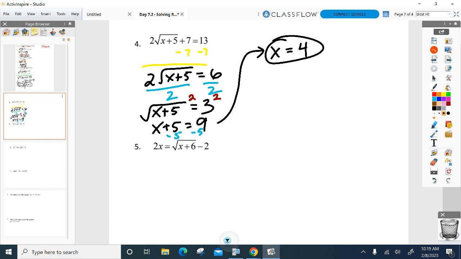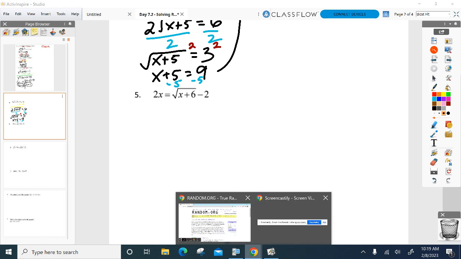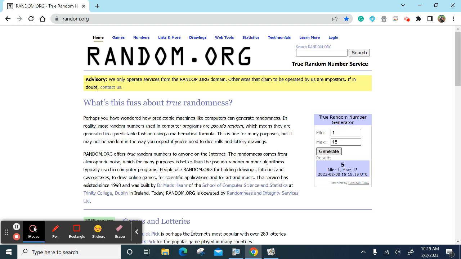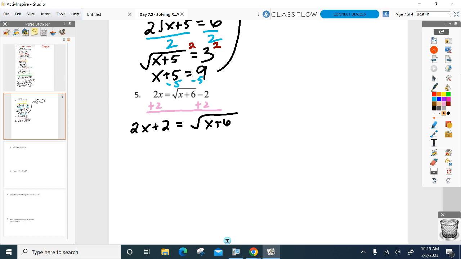All right, you better buckle up here. This one's going to take us a while. I'm just forewarning everyone, this next one's going to be a little bit. All right, is that radical by itself? Can I square it right now, or do I need to move something over, or can I square it? Yep, everyone add 2 over. Can't combine it on the left side, right? So 2x plus 2 equals the square root of x plus 6 underneath the radical. Is it ready to be squared now? Okay, yes. So let's do that now.